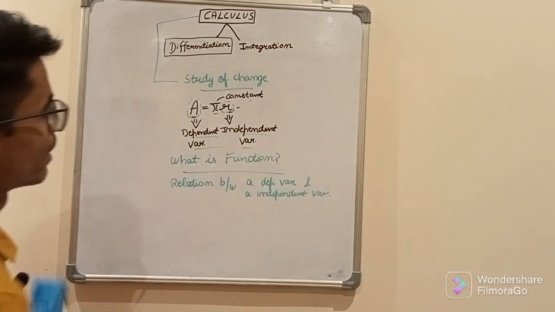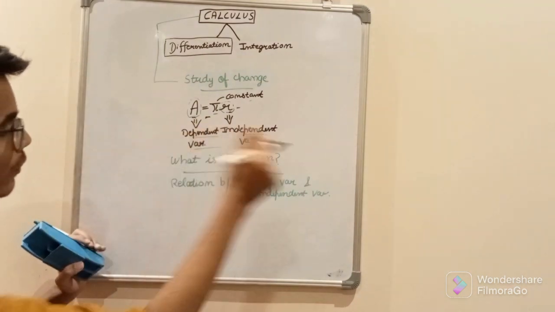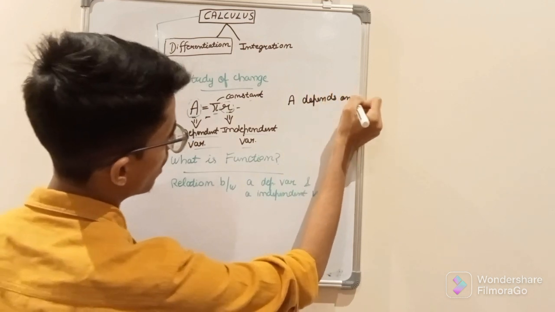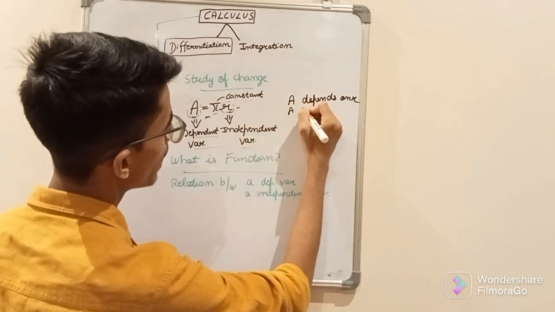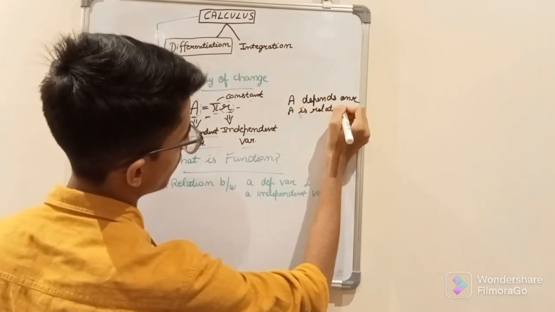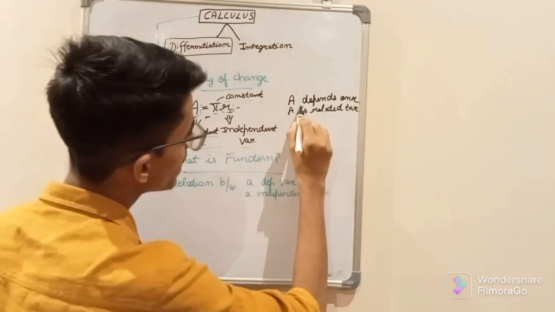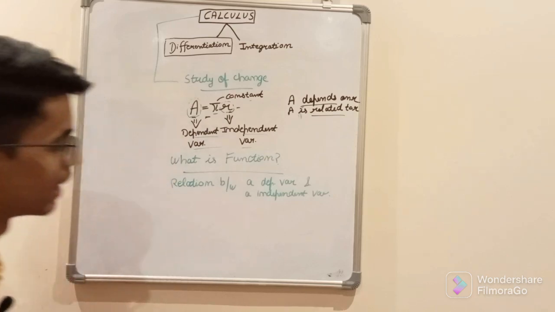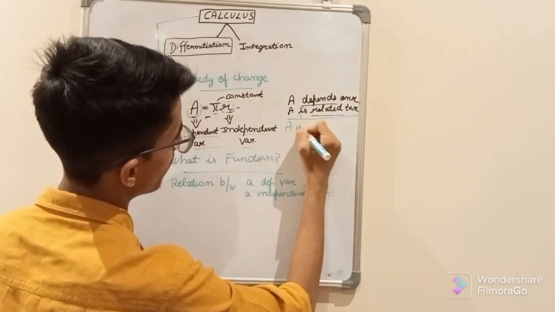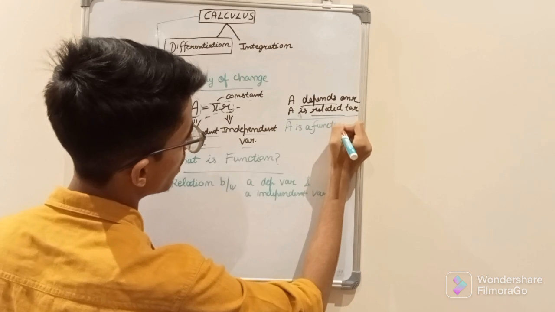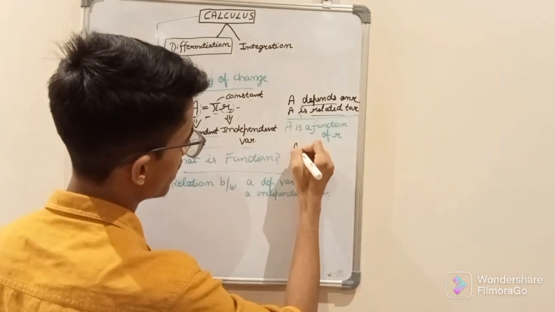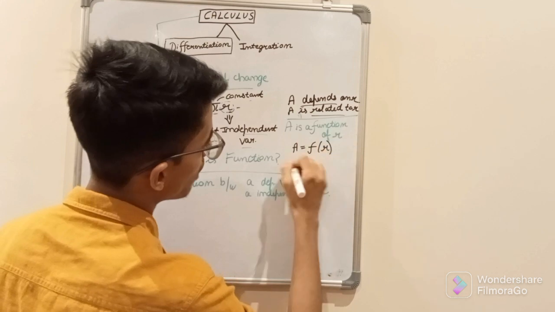Now, with the help of this formula, we can write that A depends on R, okay, or we can also write A is related to R, and mathematically it is written as A is a function of R. That means A depends on R. Mathematically we write A is a function of R, and symbolically it is denoted as A is a function of R.